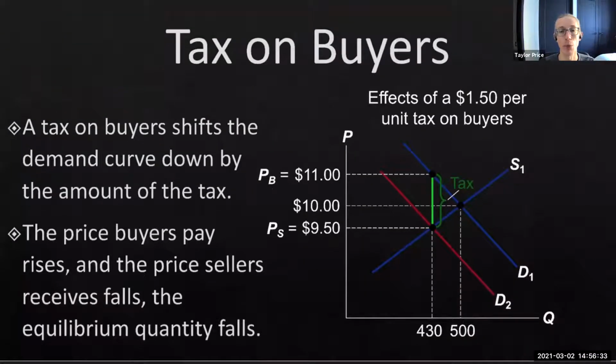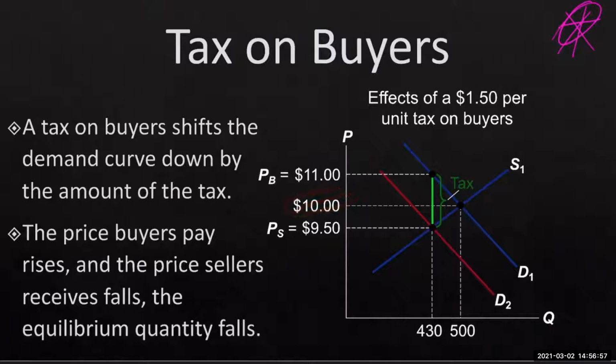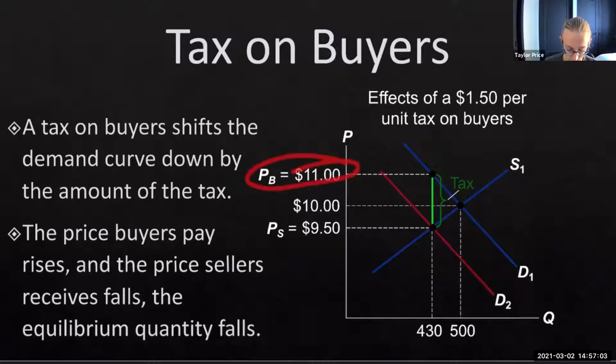So in this first example, we're going to look at a tax on buyers. Let's say the tax on buyers here is $1.50. This chunk right there represents the tax. The price that buyers pay is $11. Before the tax, buyers paid $10 for the good. After the tax, buyers are paying $11. And before the tax, sellers received $10, whereas after the tax, sellers are receiving $9.50.